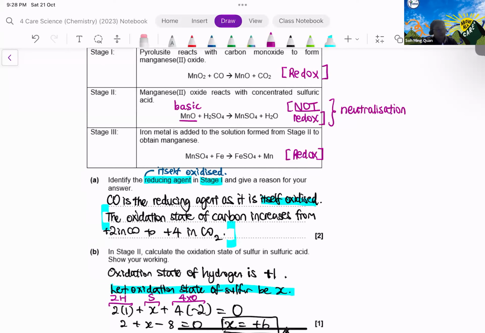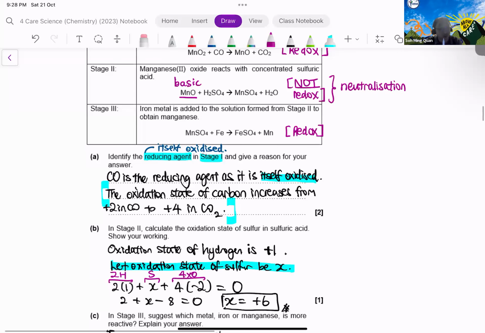Now, moving on. Question 6. The entire question is about the blast furnace. I don't think it's very difficult. I think most of you can do this.